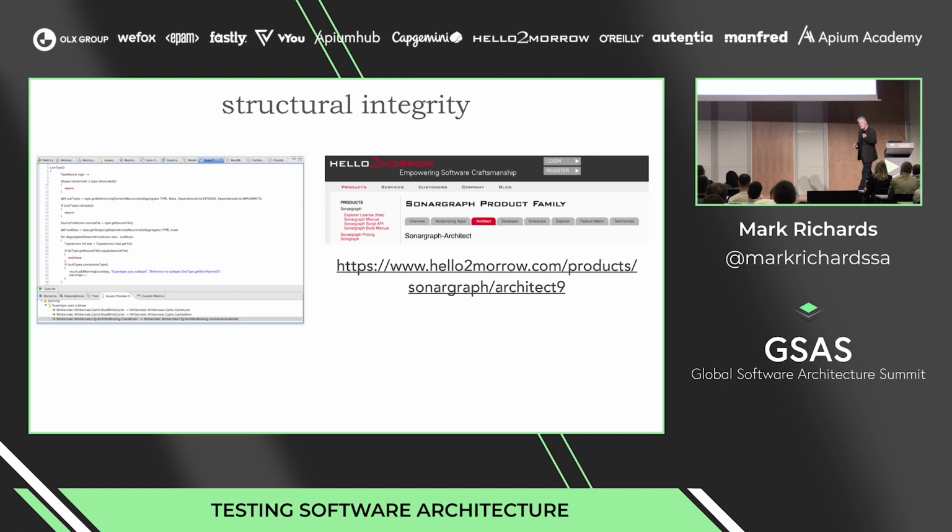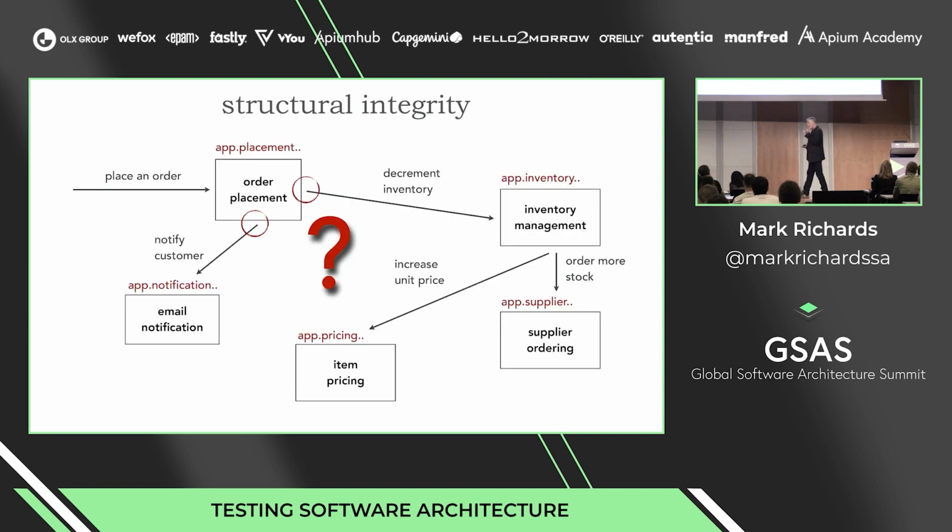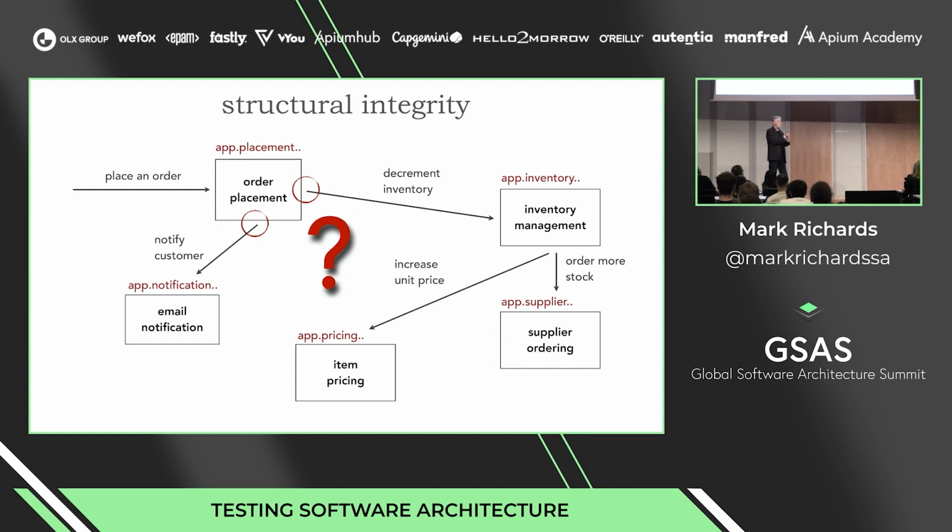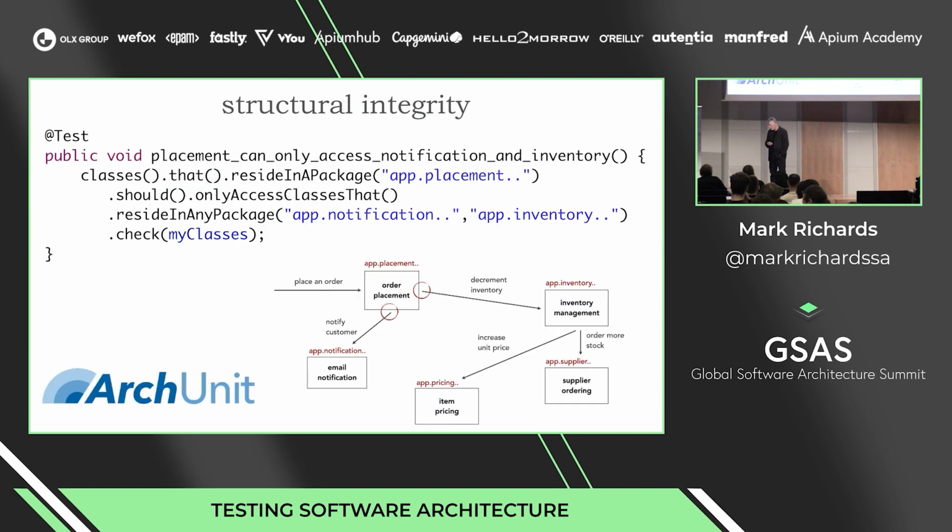So let's take a look and come back to this and say, well, how do I ensure that this remains as is and that developers don't choose to maybe call something else from order placement? Fitness functions. For example, with ArchUnit, which I'll just use as an example, notice the name of this method. Placement can only access notification and inventory. This is a test, folks. This has nothing to do with functionality. It has to do with structure. Classes that reside in a package app.placement should only access classes that reside in a package notification and inventory.check.